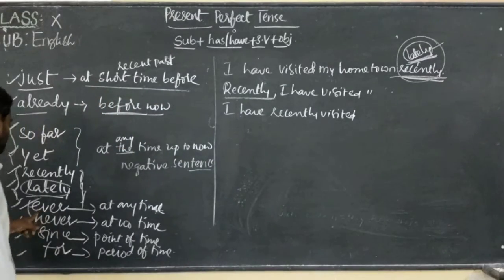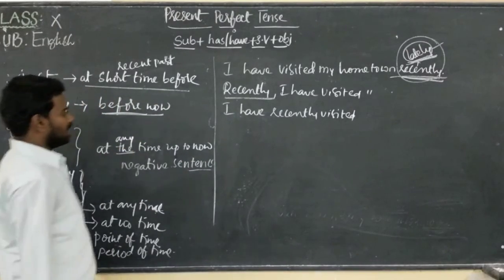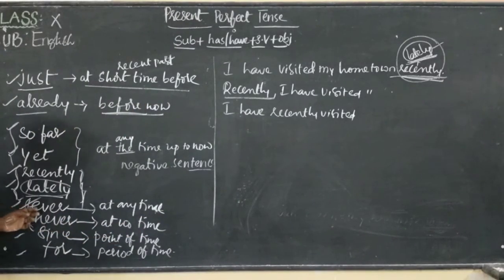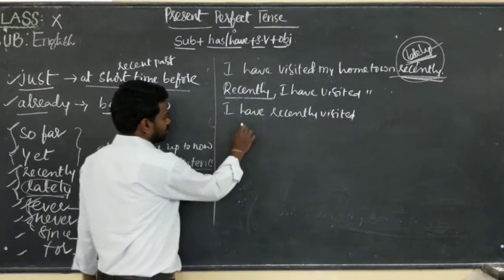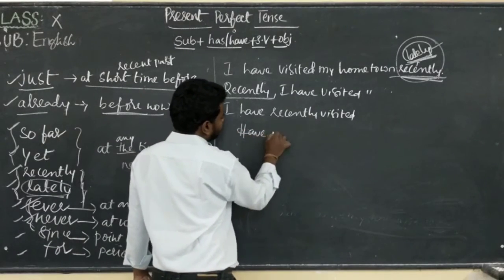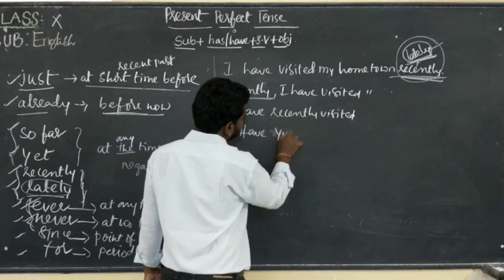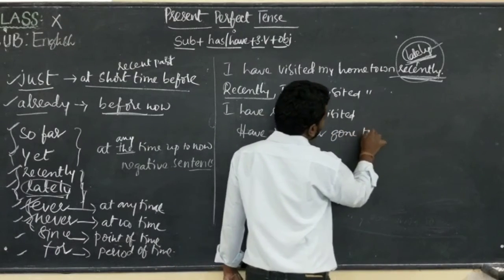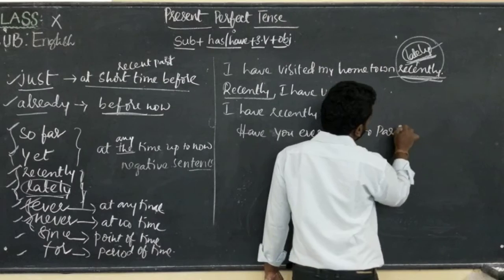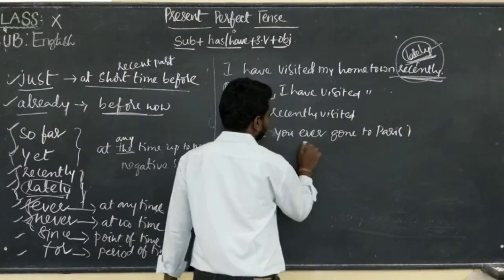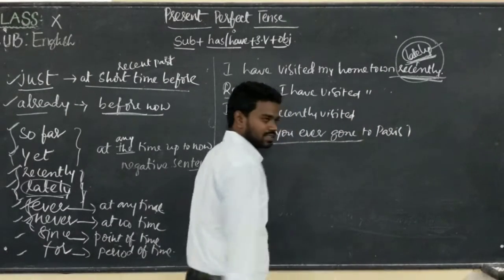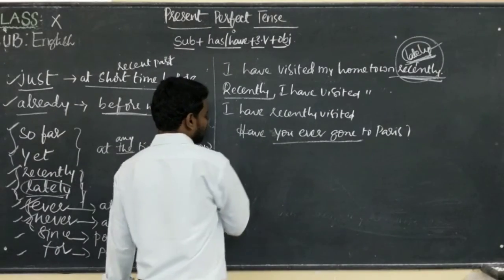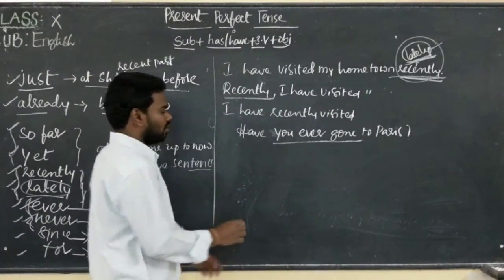Now let us see ever and never. So ever and never will be used when we ask a question. So for example, have you ever gone to Paris? Have you ever gone to Paris? So when we say, have you ever gone to Paris? So for example, if you say no, how do you say no?